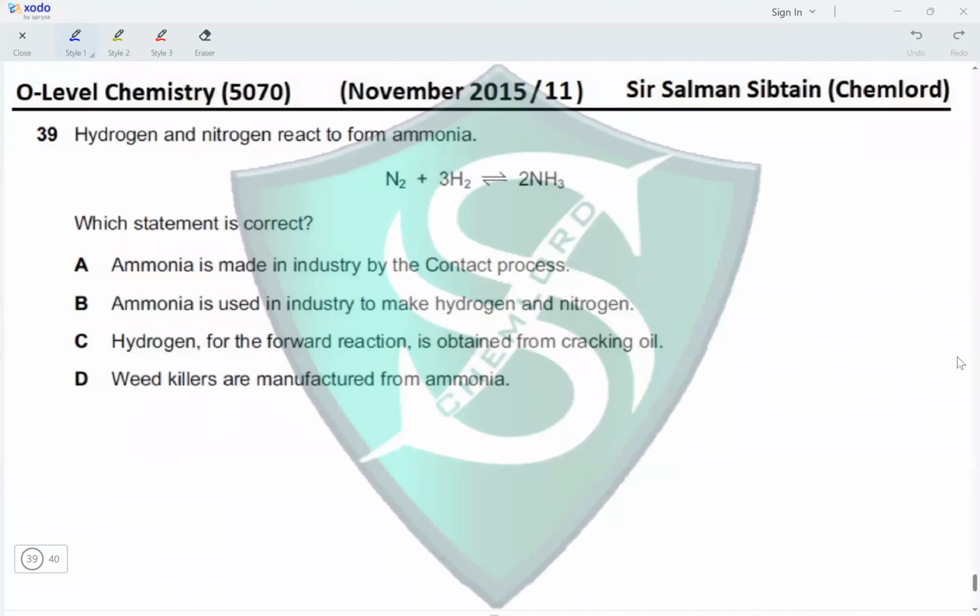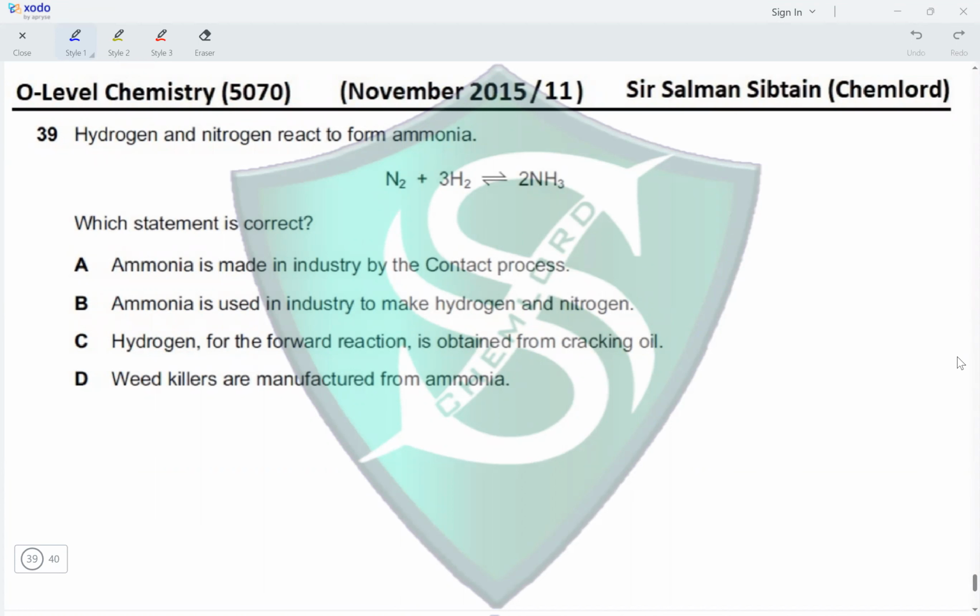Question 39. Hydrogen and nitrogen react to form ammonia. Which statement is correct? Ammonia is made in industry by the contact process. No, that is the process for the formation of sulfuric acid. Ammonia is made by the Haber process. Ammonia is used in industry to make hydrogen and nitrogen. No, hydrogen and nitrogen are used in industry to make ammonia.